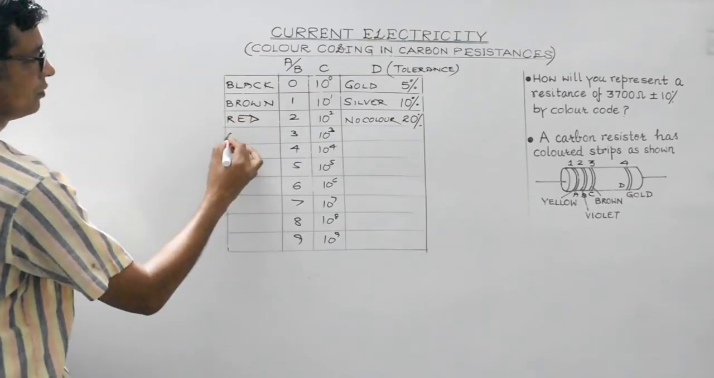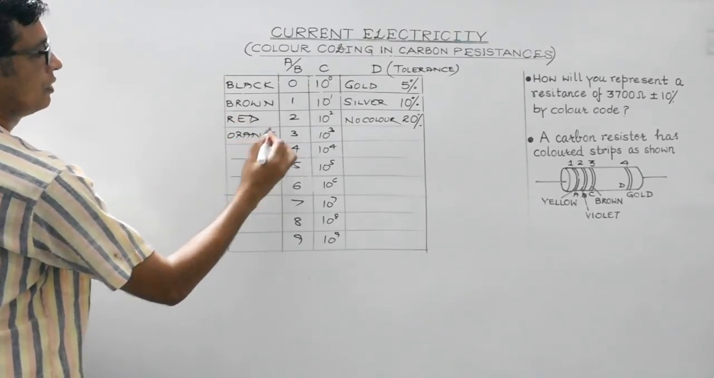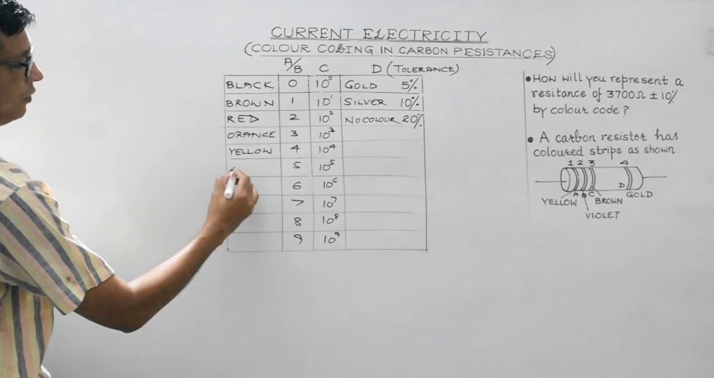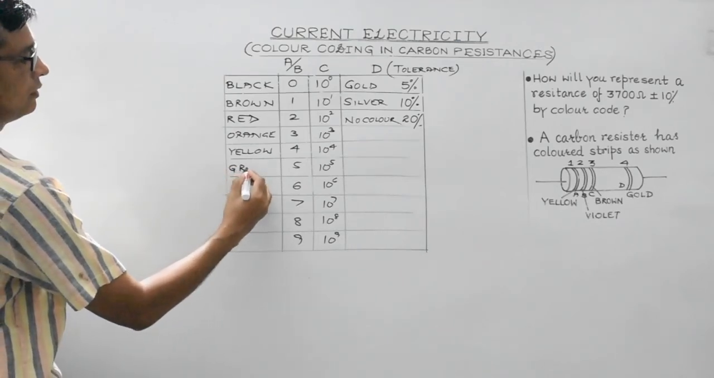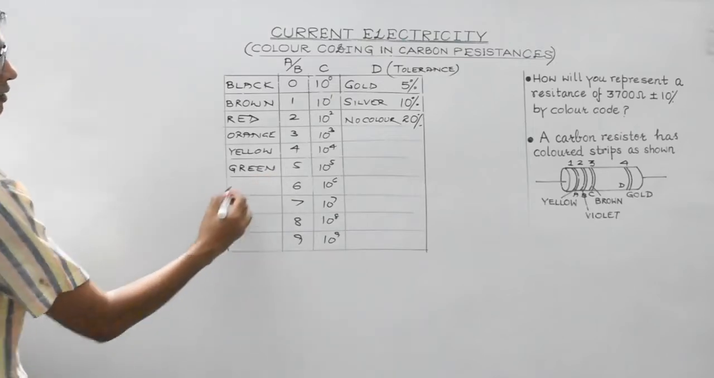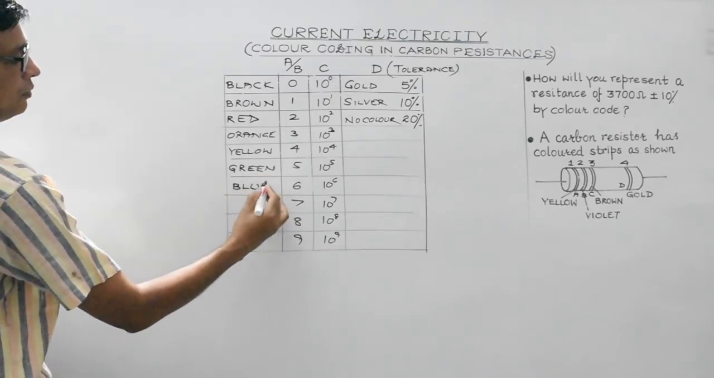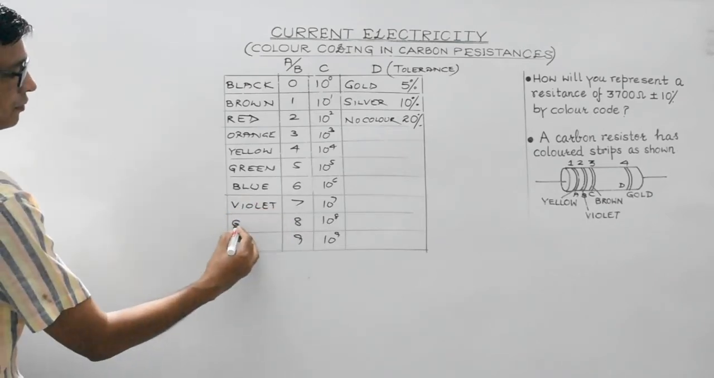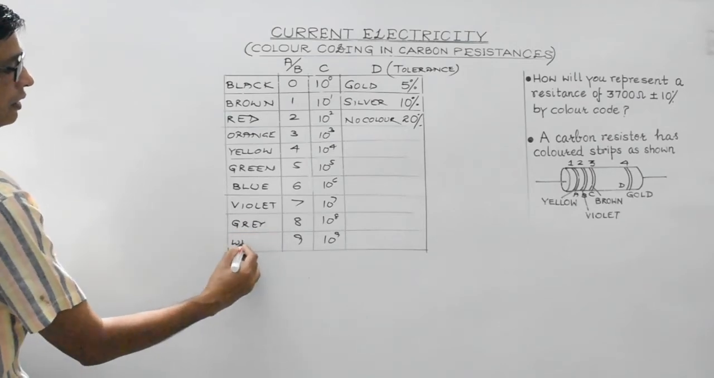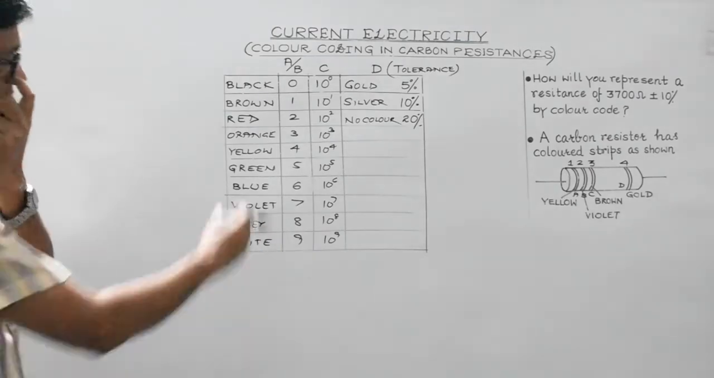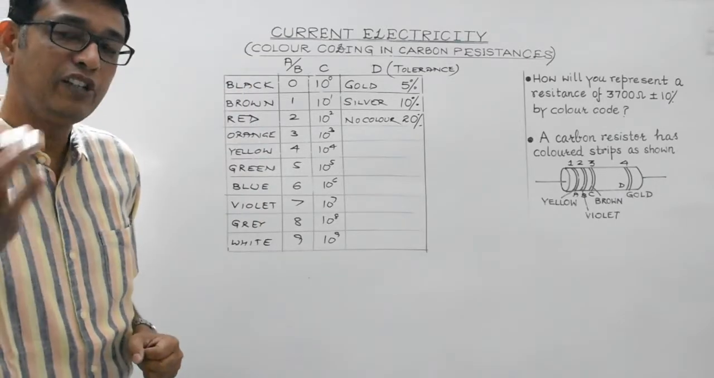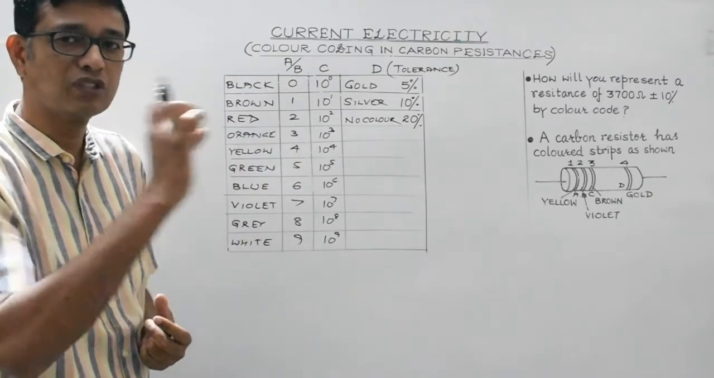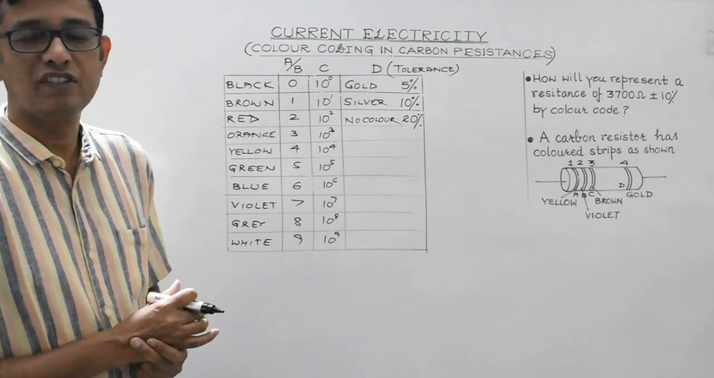Red. Then it's orange. Then it's yellow. Then it's green. Then it's blue. Then it's violet. Grey, and then white. So these are the sequence of colors which you need to remember so as to obtain the value of resistance in ohm by just observing the colors of the concentric bands.